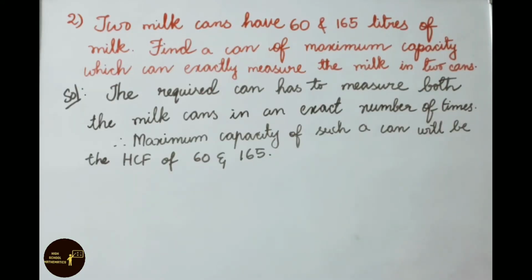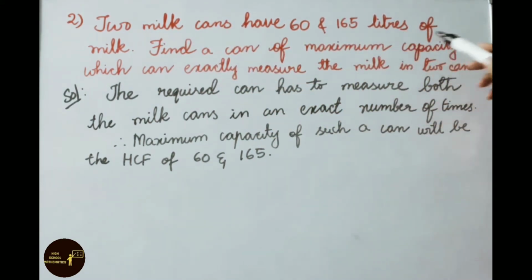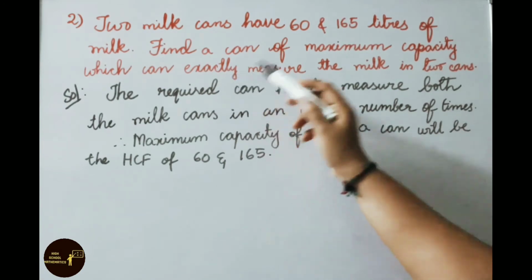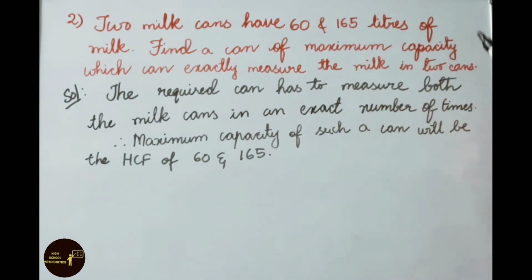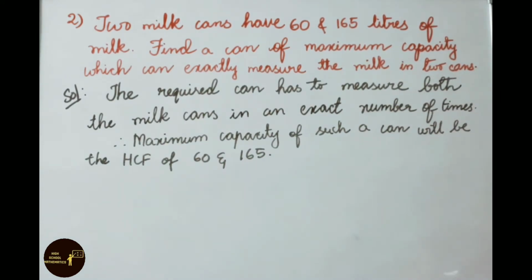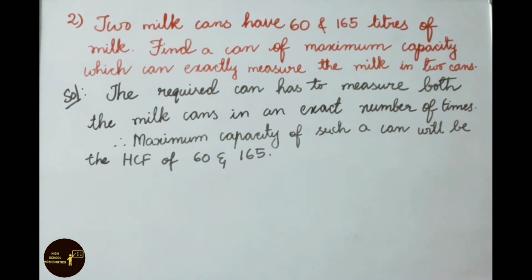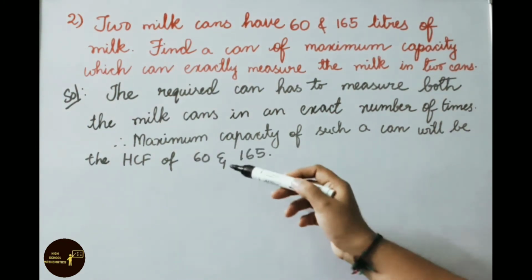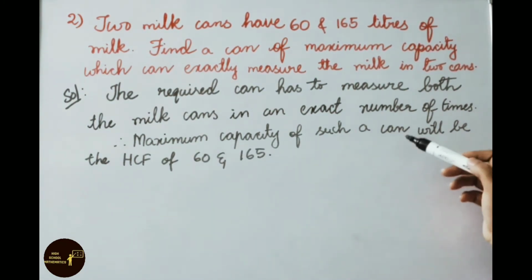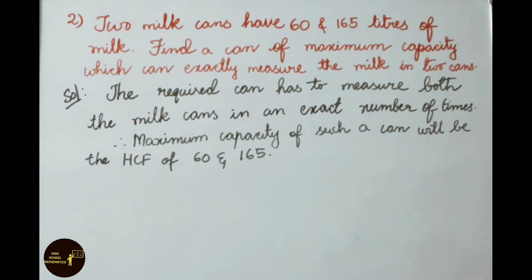See the second sum now. 2 milk cans have 60 and 165 liters of milk. Find a can of maximum capacity which can exactly measure the milk in 2 cans. Let us see the solution. The required can has to measure both the milk cans in an exact number of times. Therefore, maximum capacity of such a can will be the HCF of 60 and 165.